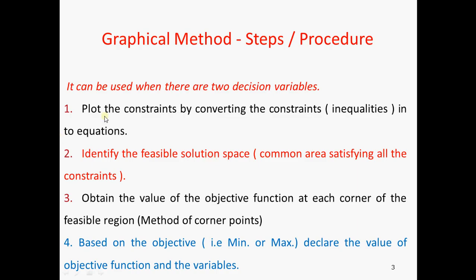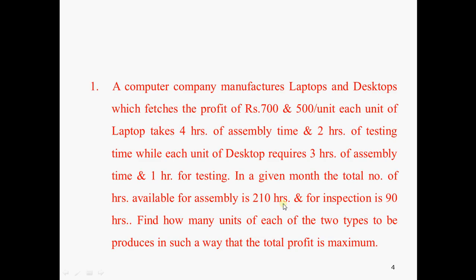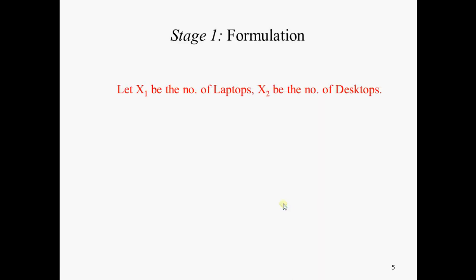Okay, you have completed the plotting, you have identified the feasible region, you have obtained the value of the objective function, let us say. Then based on the objective, that is maximization in this case, you have to declare wherever the maximum occurs, that is the answer. Corresponding coordinates are x1 and x2.